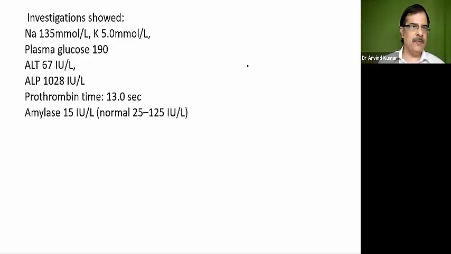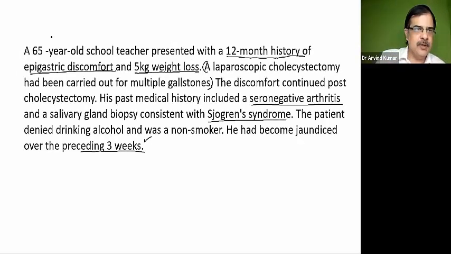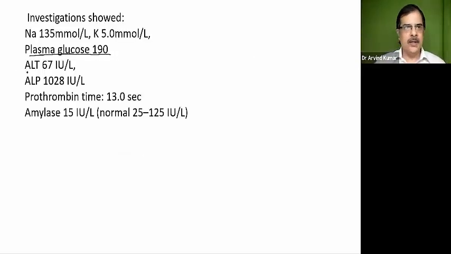With this examination finding and the clinical history, we have to think of some differential diagnosis, but first we order blood tests. The significant blood test results: plasma glucose was 190, with no history of diabetes earlier. So this is a new onset of diabetes at the age of 65. ALT is 67, which is mildly elevated, but there is a gross elevation of ALP in our patient. Prothrombin time is okay. Amylase is 15, which is within normal limits.